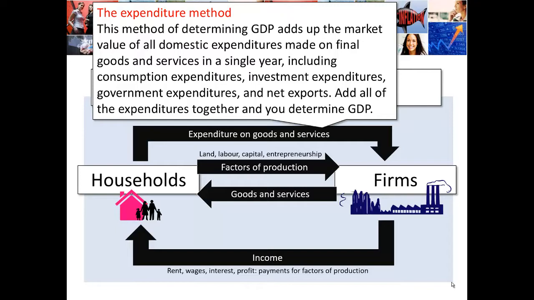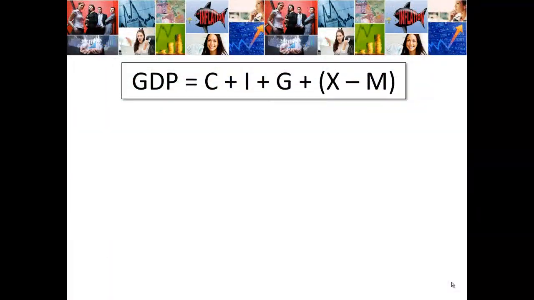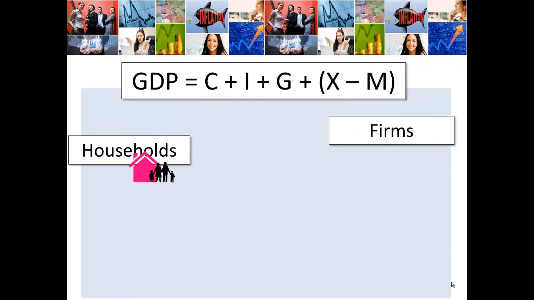But it's not just household expenditure. We have the consumption from households, we've got investment from firms, we've got government spending, and we have got domestic spending on imports, and we've got the spending of foreigners on our exports. Add these all up and we have GDP. Right, so GDP, this is our formula here: C plus I plus G plus X minus M.